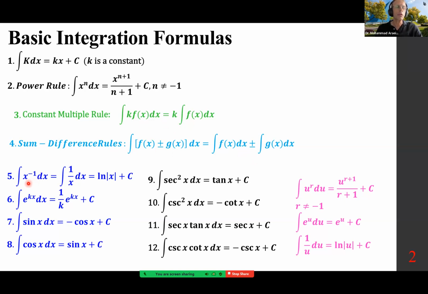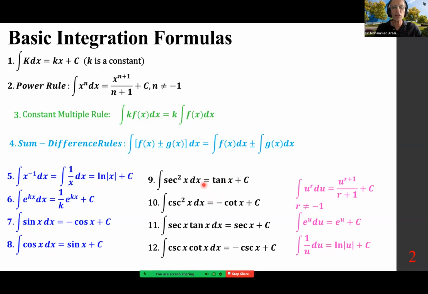Other rules: when the exponent for x is -1, or 1 over x, it's important to see these two mean the same thing. The result is ln x. For e to the power of kx, we divide by k. For differentiation, we multiply by k. Sine, the derivative is cosine, but the integral is minus cosine. And cosine, the integral of that is positive sine. For all of them, we add a constant.